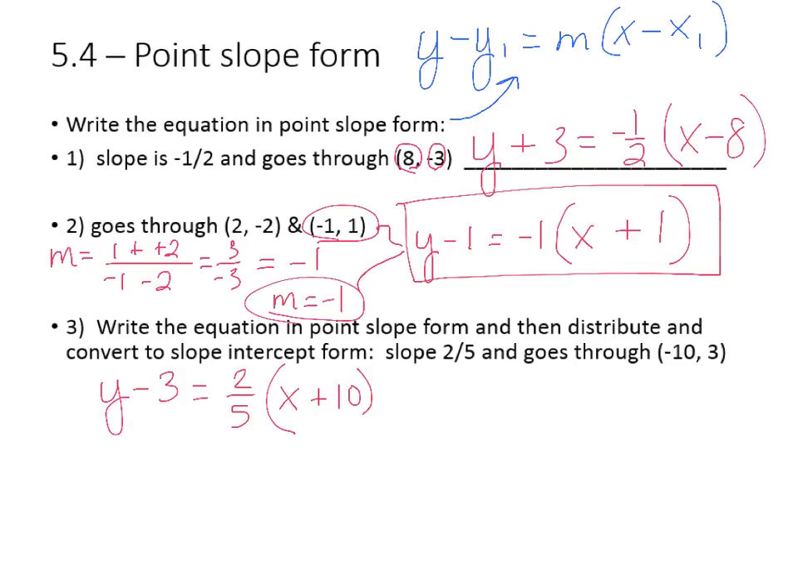Now that's point-slope form. If I want to convert it, then I have to distribute to get rid of the parentheses. And that looks scary, but it's not, because if you put your 10 over 1, the 5 and the 10 can reduce, and it just becomes plus 4.